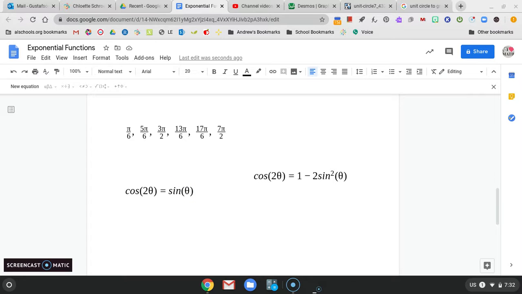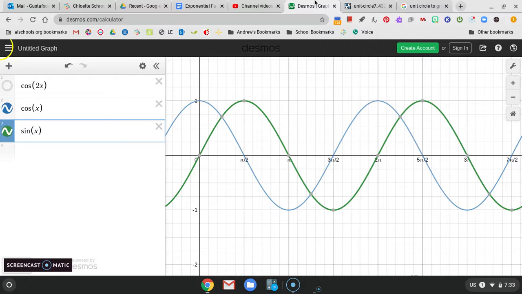I don't know your comfort levels with trigonometric identities, cosine and sine. So I'll go through this kind of quick. It might be too fast, but basically, you're looking at cosine and sine here.